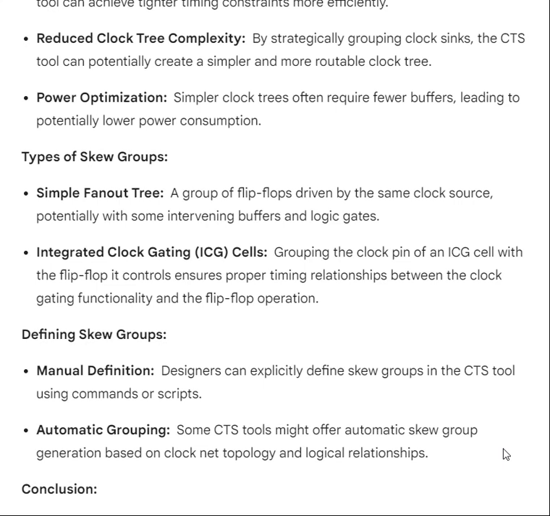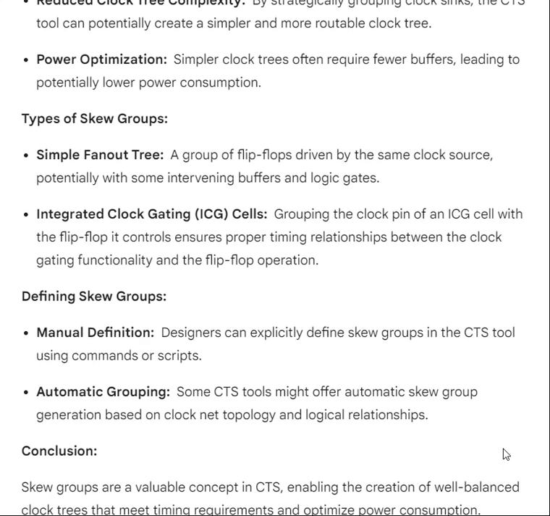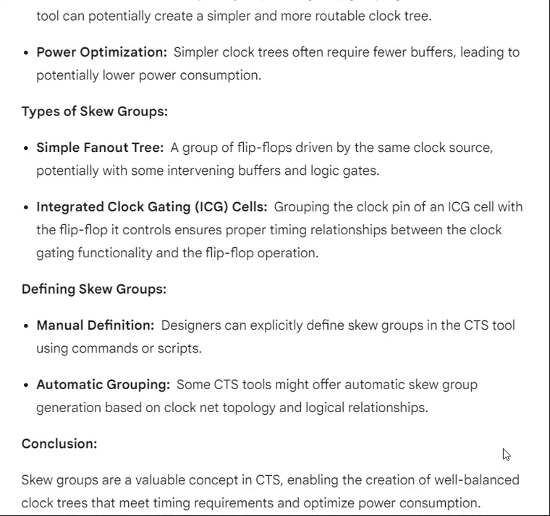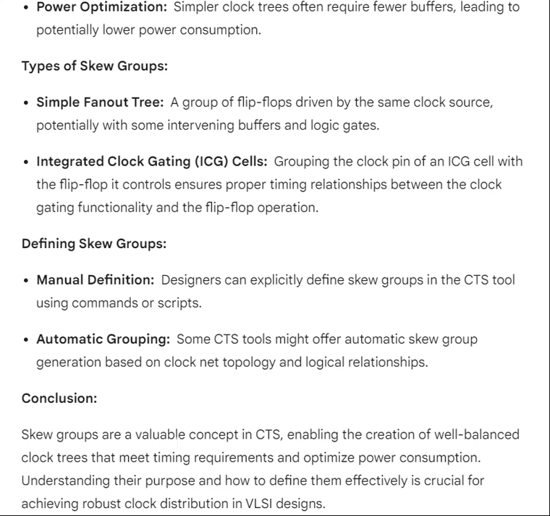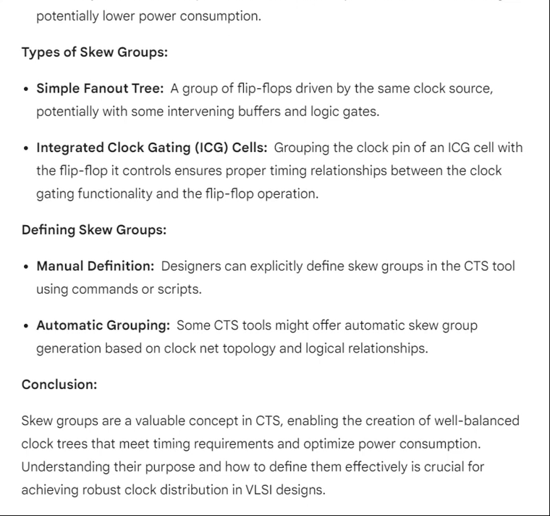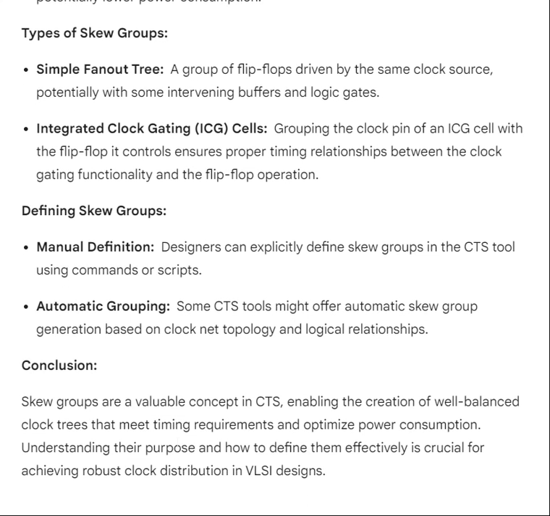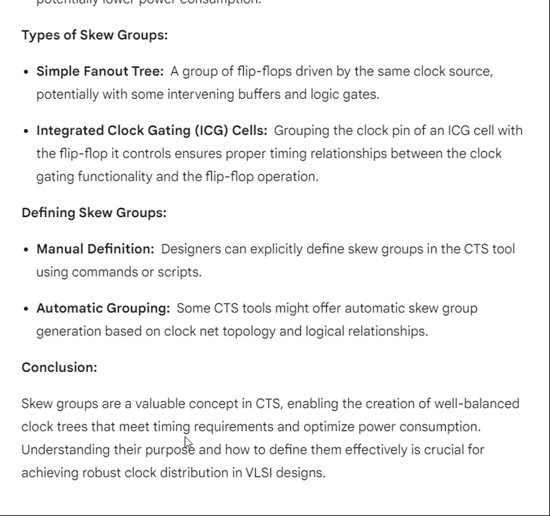Defining skew groups. Manual definition. Designers can explicitly define skew groups in the CTS tool using commands or scripts. Automatic grouping. Some CTS tools might offer automatic skew group generation based on clock net topology and logical relationships. Conclusion. Skew groups are a valuable concept in CTS, enabling the creation of well-balanced clock trees that meet timing requirements and optimize power consumption. Understanding their purpose and how to define them effectively is crucial for achieving robust clock distribution in VLSI designs.